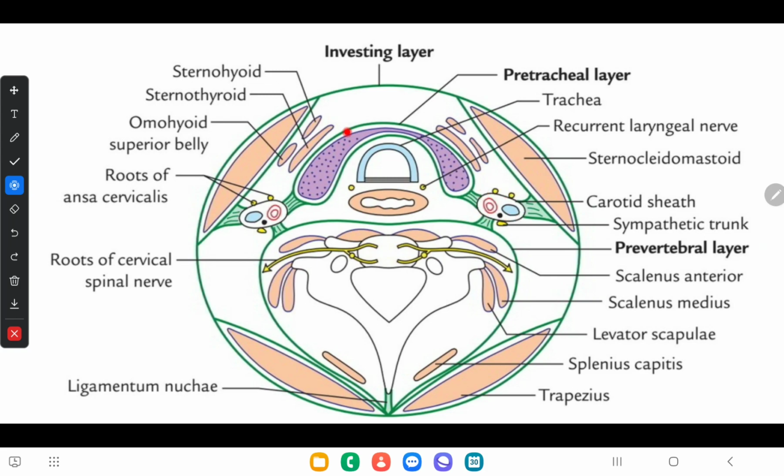So this pretracheal layer anteriorly forms the anterior wall of the carotid sheath, beyond which it merges with the loose fascia under the sternocleidomastoid muscle. This pretracheal fascia forms the false capsule of the thyroid gland. The ligament of Berry is a part of the fascia extending from the back of the thyroid lobe. You can see the thyroid gland. It encloses the thyroid gland and forms the false capsule, not the true capsule.